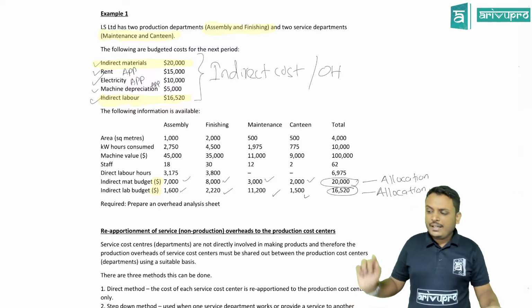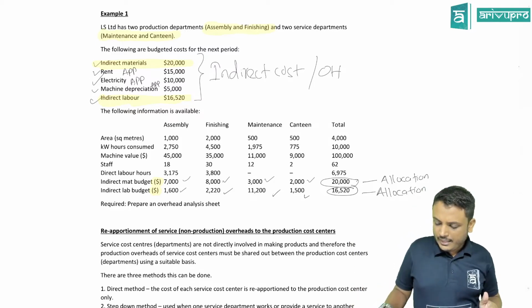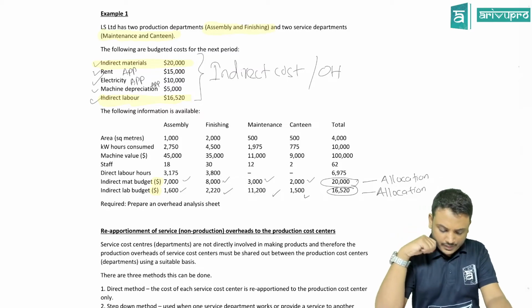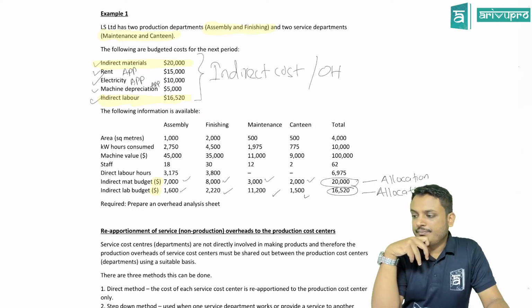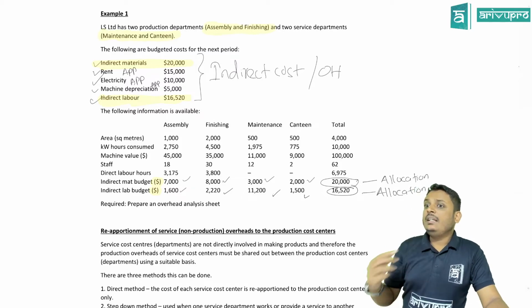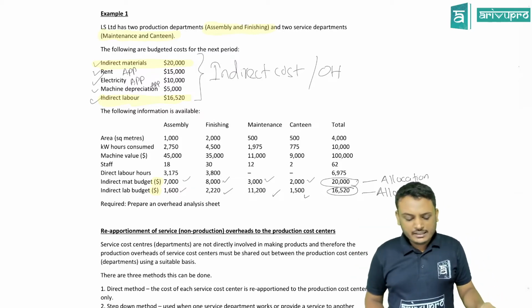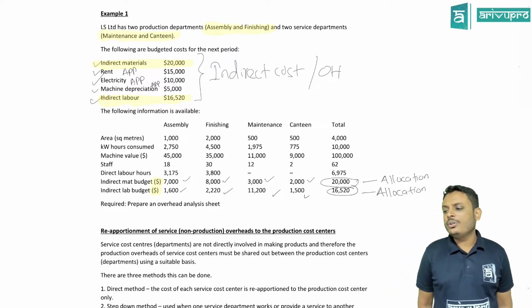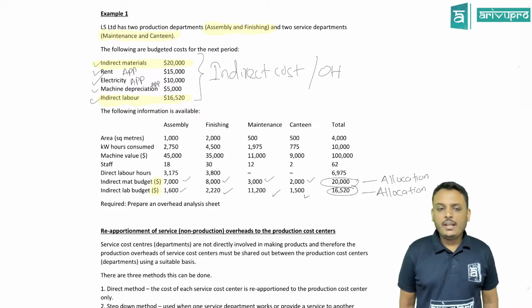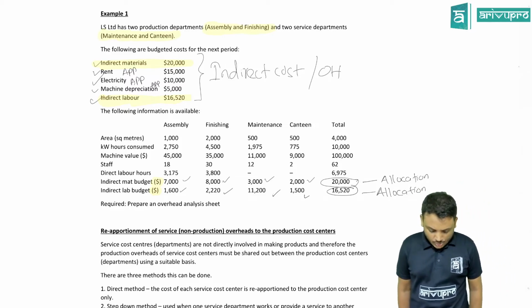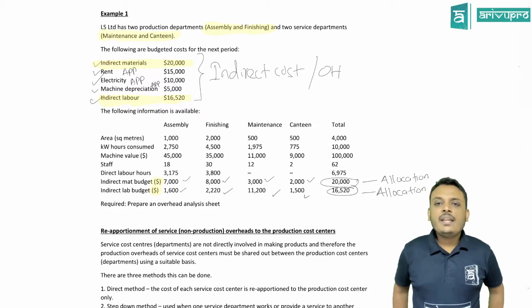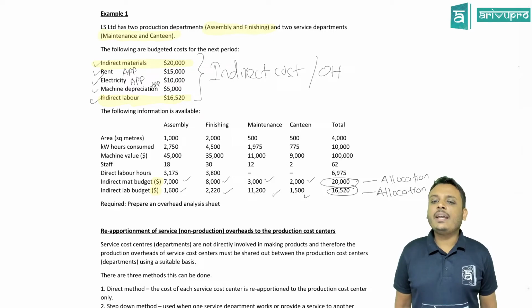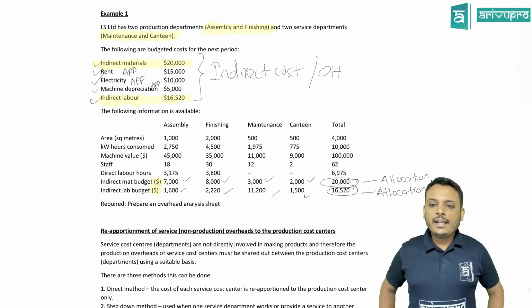So, wherever it's possible, write it down. Indirect material 20,000 and indirect labor 16,520 are directly allocated to specific departments. Is it clear? So within brackets, write down allocation.